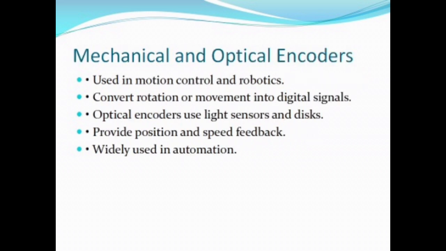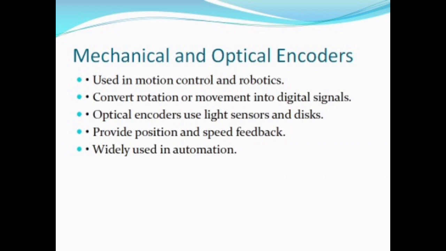Let's go on to the mechanical and optical encoder, which is mainly used in motion control and robotics. It is used to convert physical movements into digital signals. A mechanical operation is done upon a physical movement and it is converted into digital signals. The mechanical encoder detects rotations using switches, whereas the optical encoder uses a light sensor and a coded wheel.